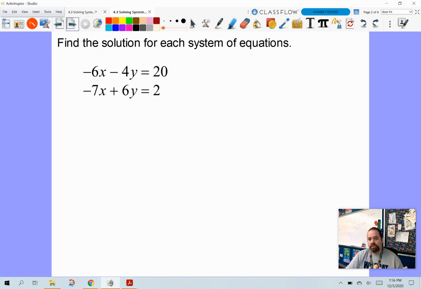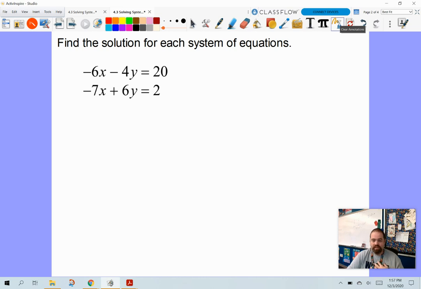There's two different ways you can do this. If you're really good with multiplication and you understand the concept of least common multiple, I can create a situation where both of my y coefficients are a 12. I could multiply the top one by 3 and the bottom one by 2, and I would get that situation.